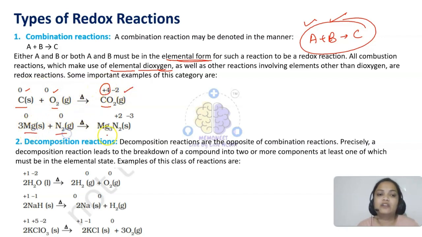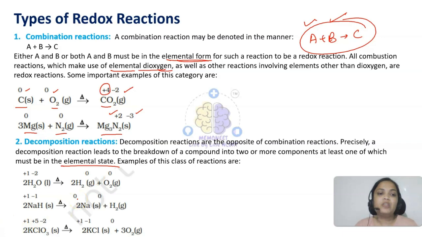Then magnesium and nitrogen form magnesium nitride. Here also the oxidation number of magnesium is +2 and nitrogen is -3. So this is an example of redox reaction. Now decomposition reactions, opposite of combination reaction, where a particular reactant breaks down into two or more components. Again, of the two or more components being formed, at least one of them must be in the elemental state. Then we will call it a redox reaction.